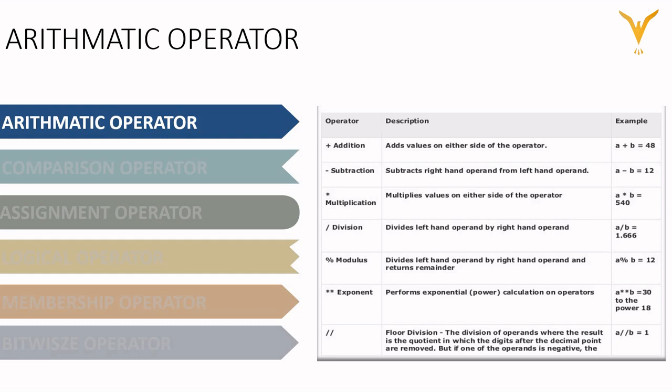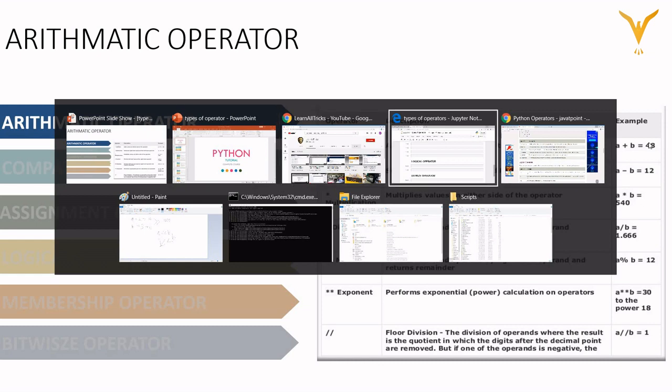Second, we have subtraction, which is used to subtract the values. Then we have multiplication to multiply the values, division to divide the values. Then we have modulus operator, which returns the remainder. Then we have exponent, which is used to calculate the power of a number. And last we have floor division, which is used for division, and in return we get a quotient. And it will remove the decimal point. So that is your floor division. Now we'll see these arithmetic operators with an example.